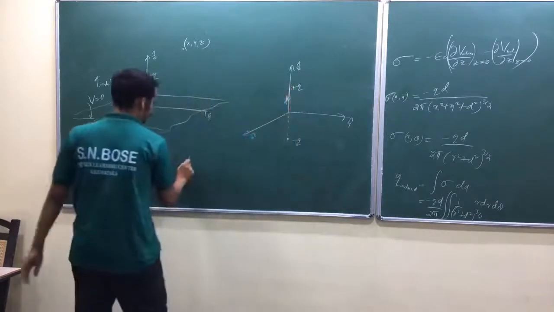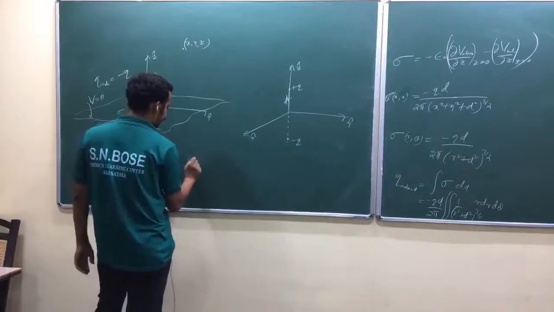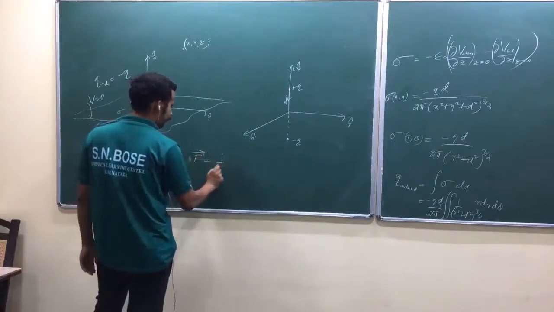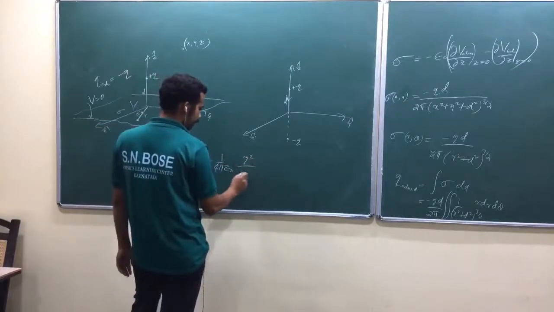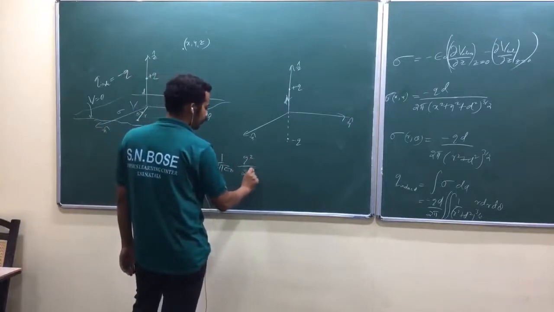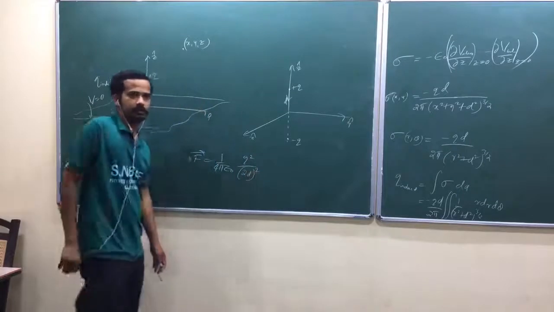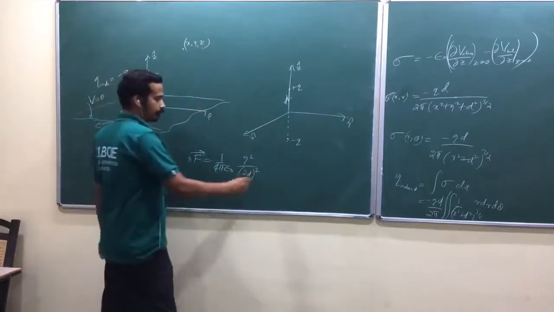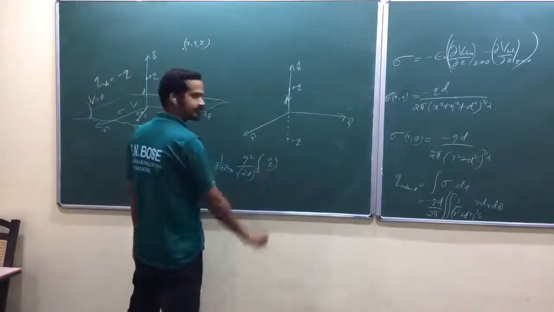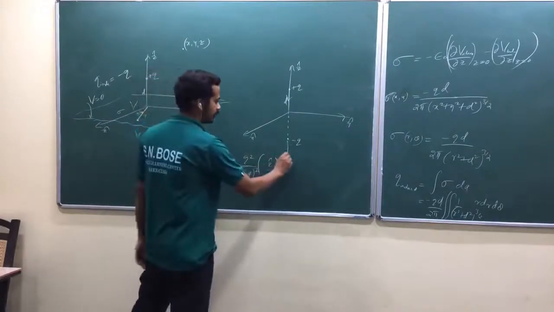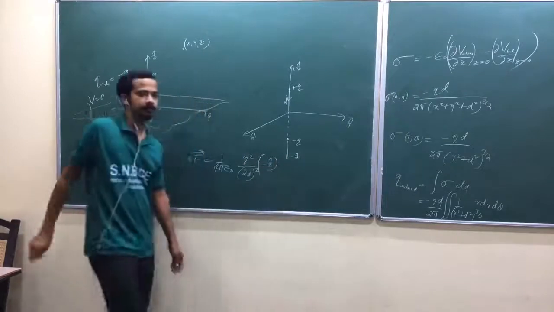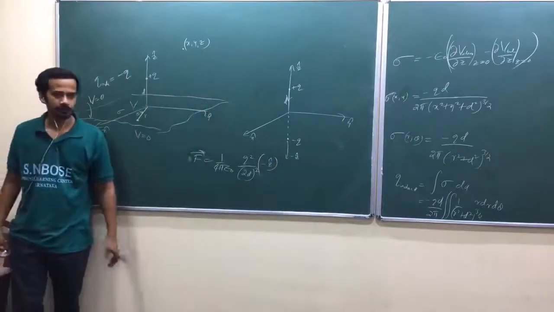Am I right? So force on that one, how do you write? 1 by 4 pi epsilon naught, q square by (2d) whole square. Am I right? Coulomb's law. Minus z cap. Magnitude, and minus z cap is the direction. Is that okay? That is the force.